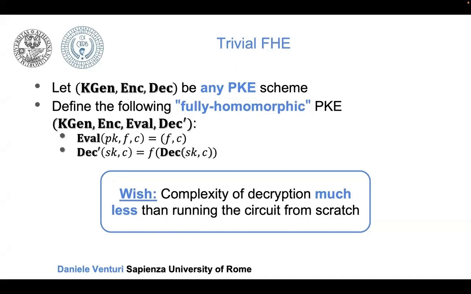So in order to make the problem interesting, we need to add something on top. In particular, we need to add an efficiency requirement. We want the complexity of the decryption to be much less than running the circuit from scratch, so that this trivial FHE is ruled out.